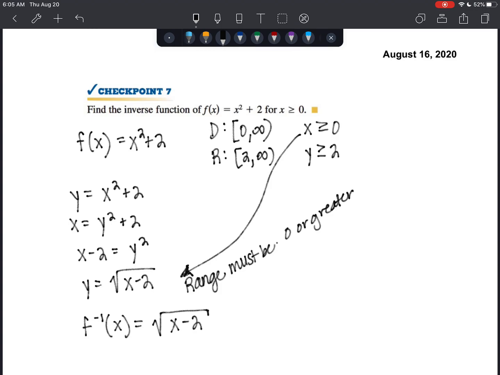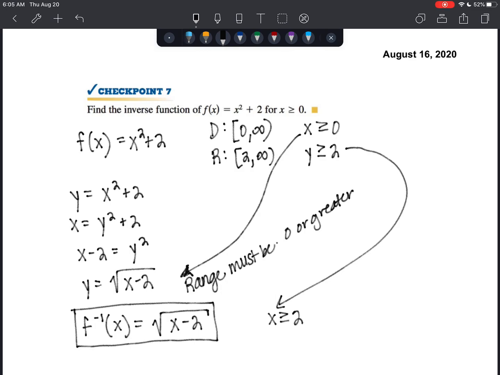Now, do I need to put that x has to be greater than or equal to 2? Do I have to come here and now say, well, x has to be greater than or equal to 2? Absolutely not. And the reason being is because it's already defined in the equation. The square root of x minus 2 means that you can't put anything less than 2 into that radical. Otherwise, it doesn't work in the real number system.